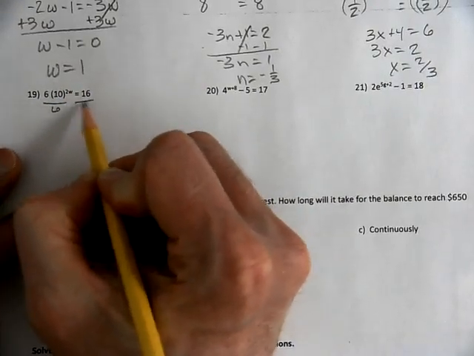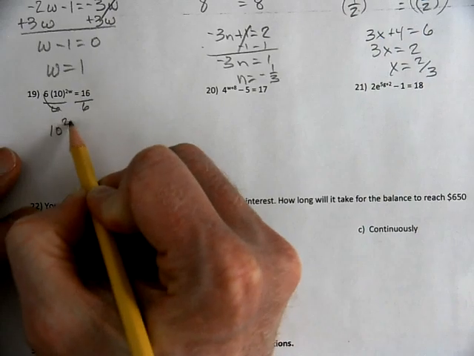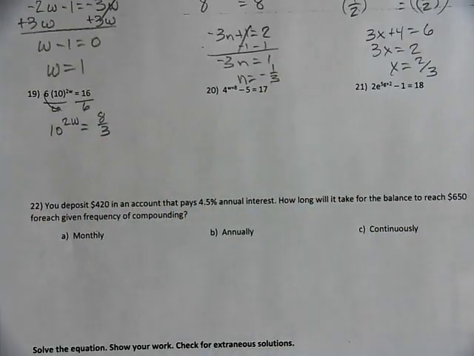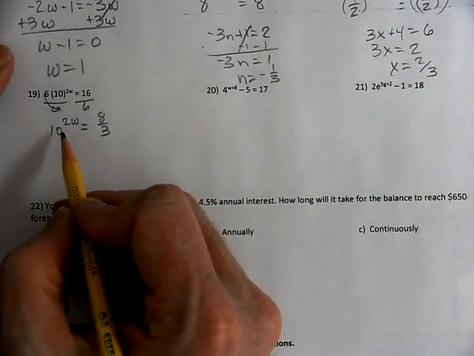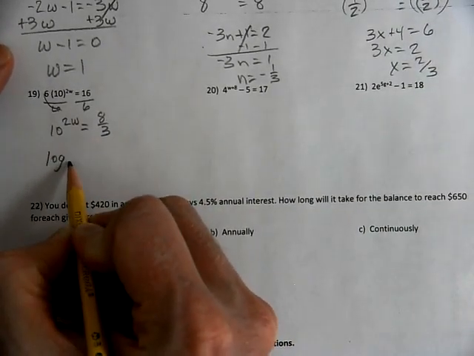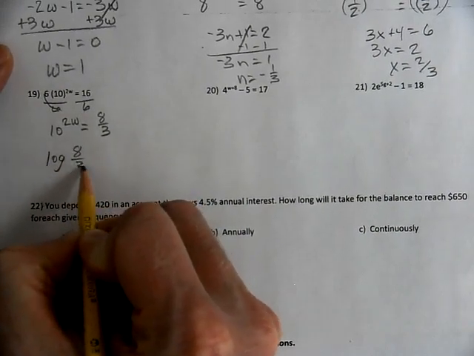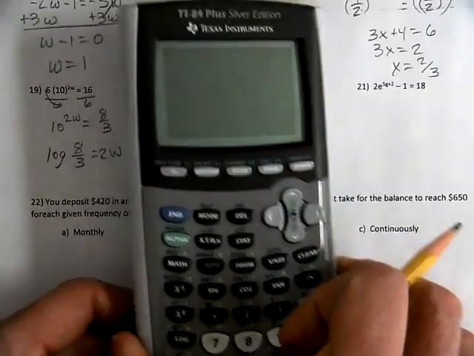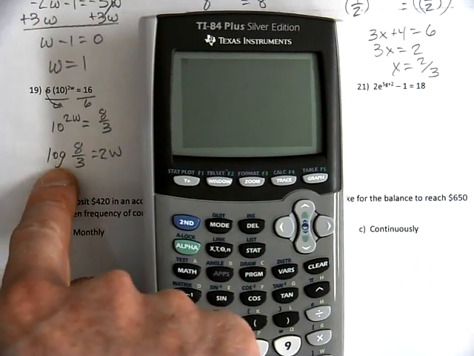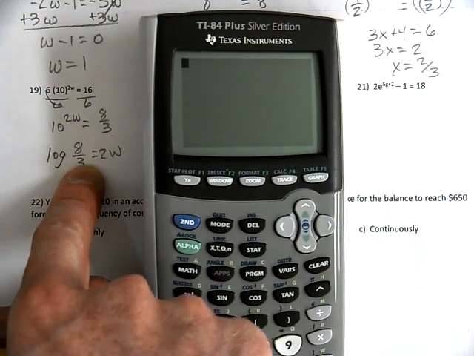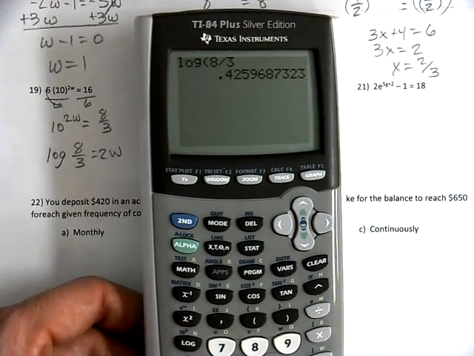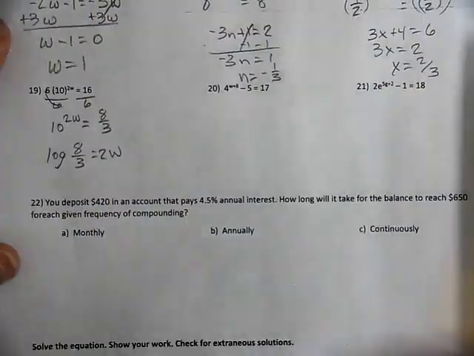The first thing we do is divide. We can reduce that. Now my exponential is all by itself. I'm looking for what the exponent equals, so I need a logarithm with the same base of 8/3 equals 2w. This is a situation where I need the common log of 10, the common log of 8 over 3, sorry, 0.425.